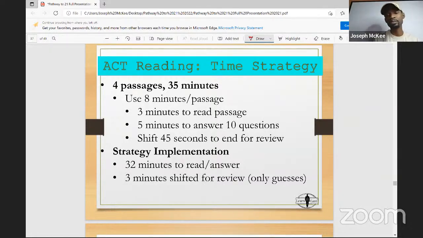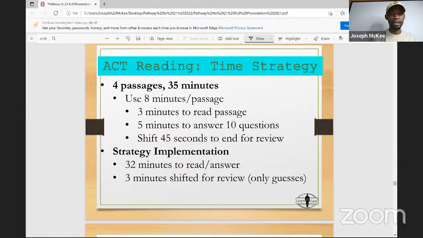What we want to do is use 8 minutes. 3 of those minutes we want to use to read the passage. And then 5 minutes we want to use to answer 10 questions. So that means we should be answering 2 questions every minute. After we have read the passage, we should be answering 2 questions every minute. If you do that, you shifted 45 seconds to the end for review.